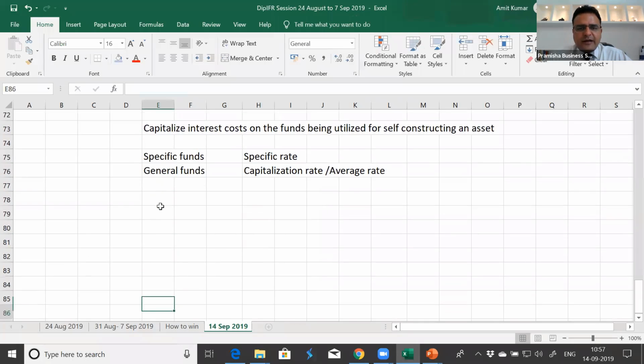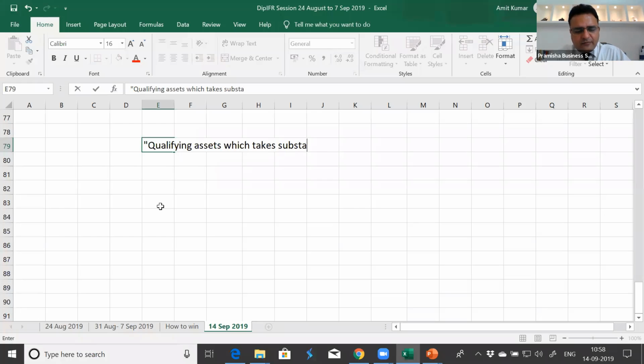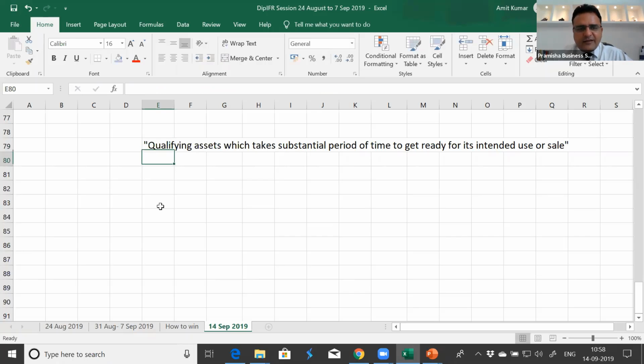The line which differentiates is that not all assets, but qualifying assets, which take a substantial period of time to get ready for their intended use or sale. When I say sale, that means inventories can also form part of it.